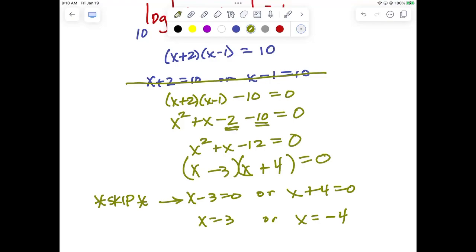Now remember, I encouraged you to skip this line right here. I want you to be able to look at x minus 3, the factor, and know that x equals 3 is the root. I want you to be able to look at x plus 4, the factor, and know that negative 4 is the root.